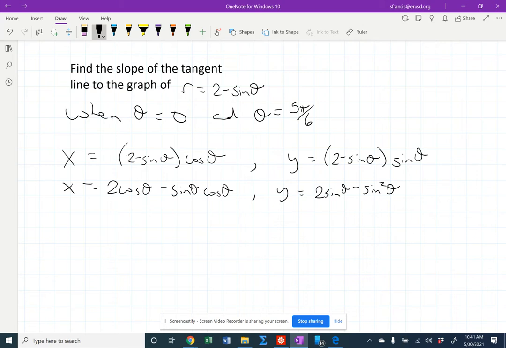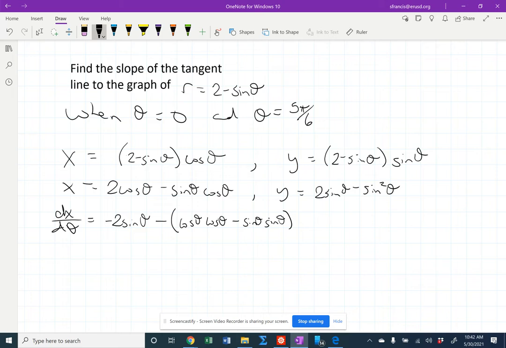Now I'm going to need derivatives. So I'm going to need dx over d theta. So I might as well just calculate that now. So this is going to be negative 2 sine theta minus, and derivative of sine is cosine, so cosine theta times cosine theta. Don't forget the product rule here. Minus, take derivative of cosine, get negative sine theta times sine theta. Be careful because we're subtracting here, so it's not 1.